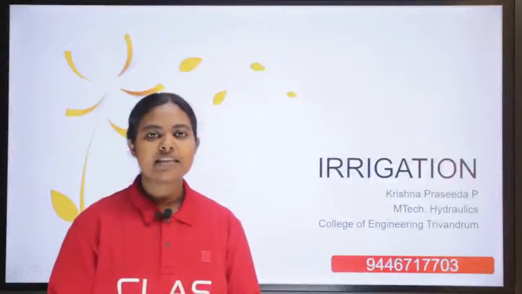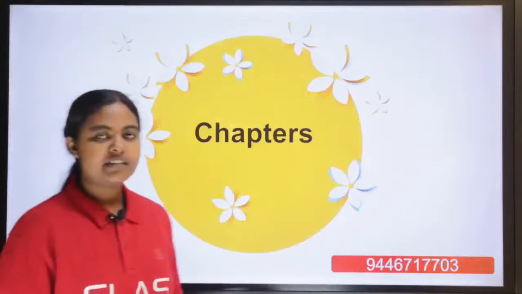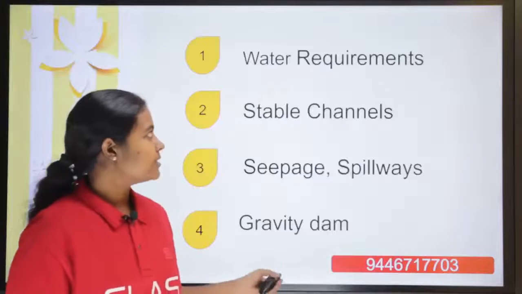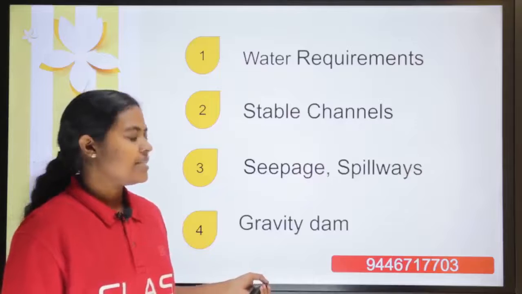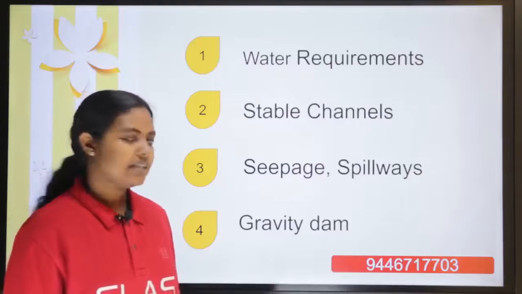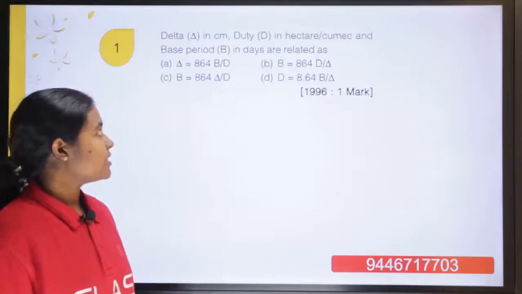Now we will be discussing the previous year GATE questions from irrigation engineering. I have divided the full topics into different chapters, which are water requirement of crops, stable channels, seepage, spillways and gravity dam. So we'll see the first question.